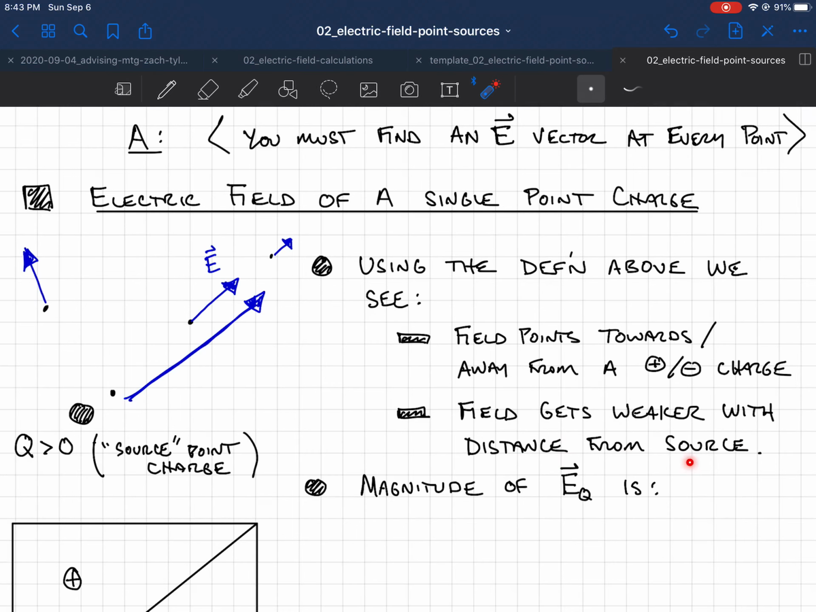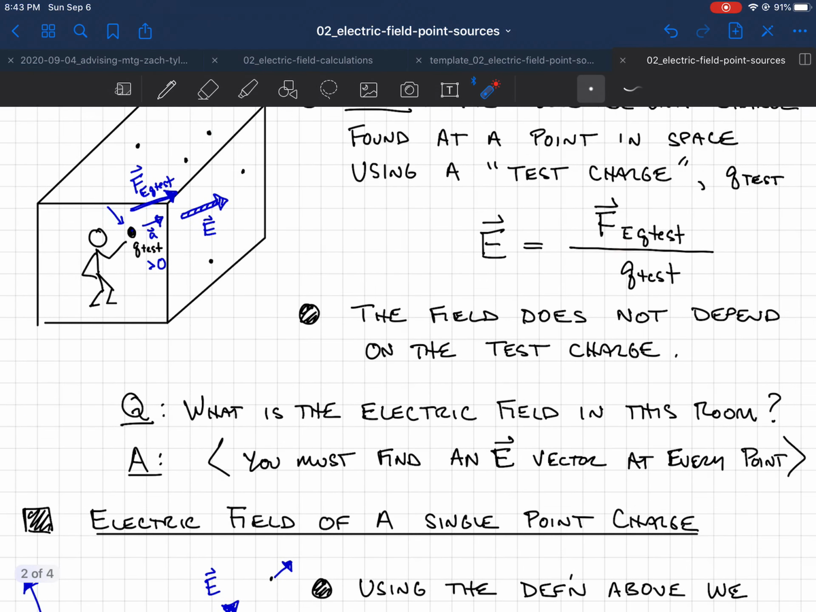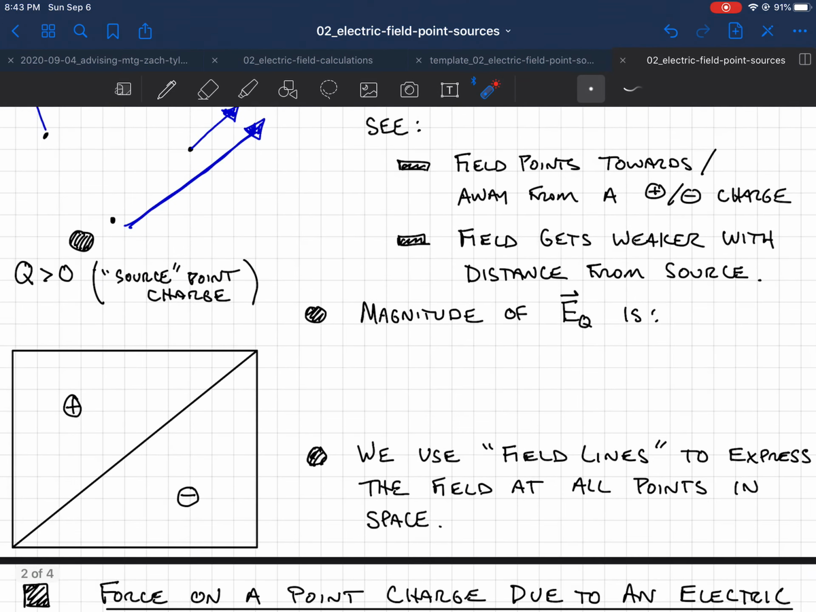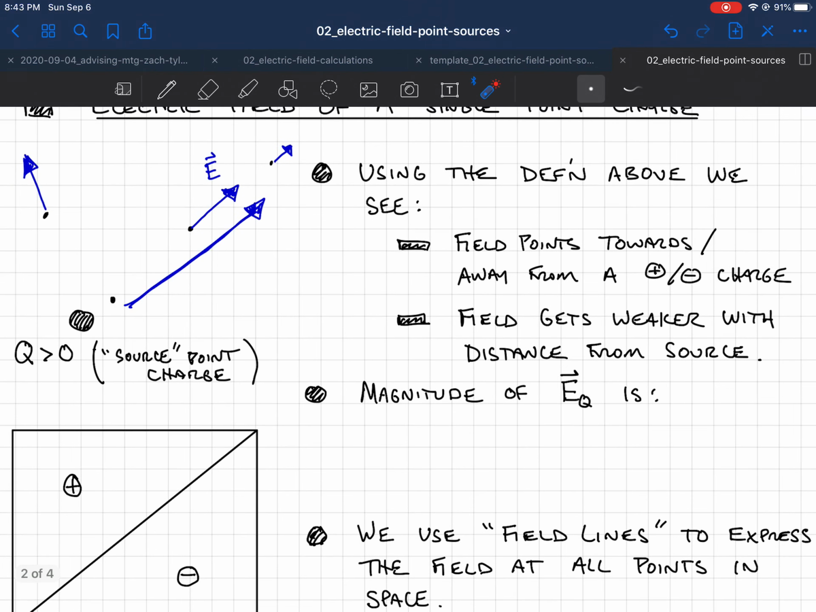And then the field gets weaker, and that's because of the definition of the electric field and the fact that we know that for two charges, that force is just the Coulomb force, which drops off as 1 over r squared. Now, what about the magnitude of the electric field? So we can find that exactly. So let's do it. We can find it from the definition.